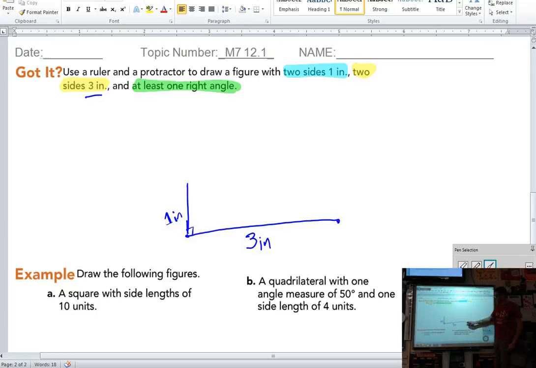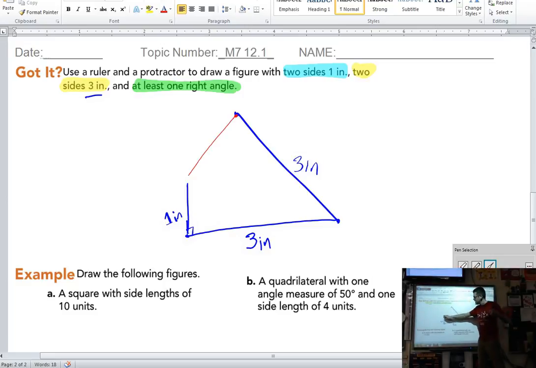Sure. But what if, on the right, I get crazy? I make that my 3 inch. Could that be allowed? Did I make my right angle? I'm trying to check boxes here. Did I make my right angle? Yes. Do I have two 3 inch sides? Yes. If I can connect this with a 1 inch side, that would be a fine shape.